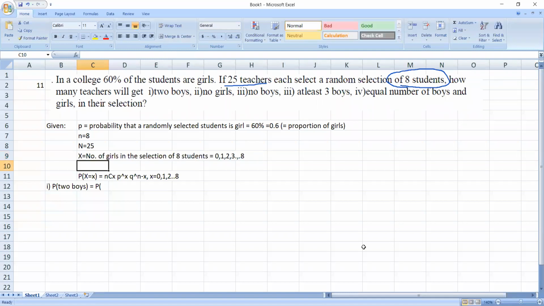Okay, so this becomes P of X is equal to, so let me write that as 2 boys is equal to 6 girls, in the sense selection of 2 boys is the same as selection of 6 girls. Therefore, this will be P of X is equal to 6, which becomes 8C6 into p to the power of 6. How much is p? 0.6 to the power 6 into q, which is 0.4 to the power of 2.